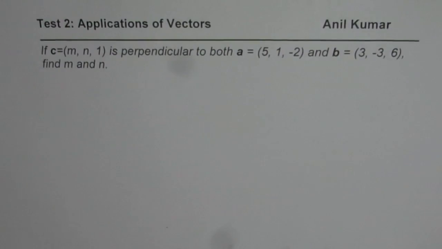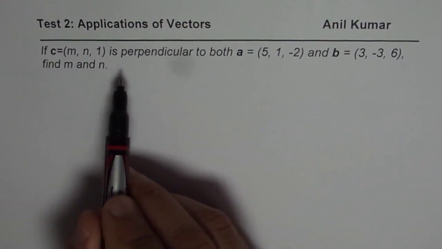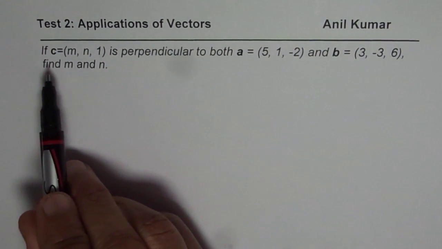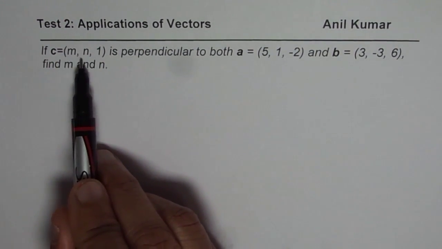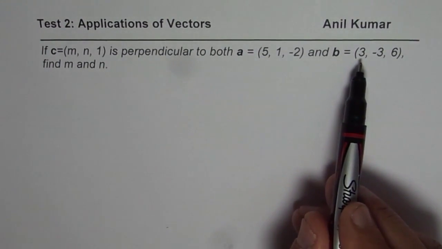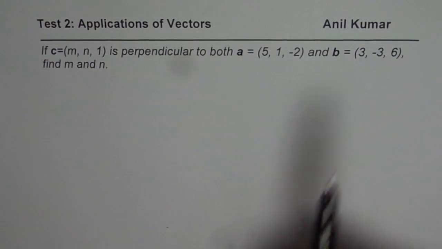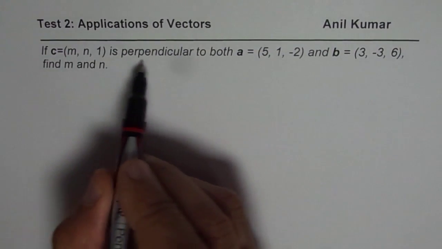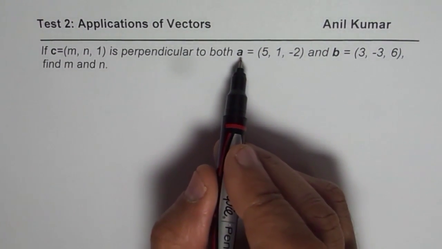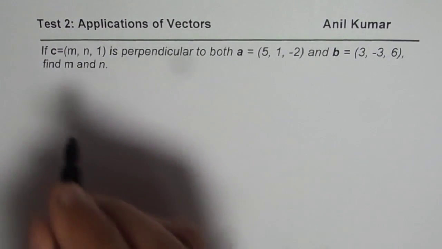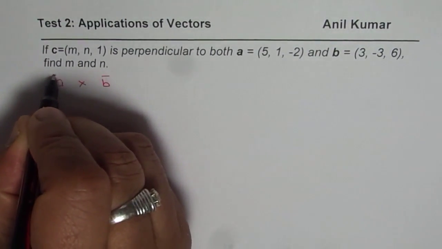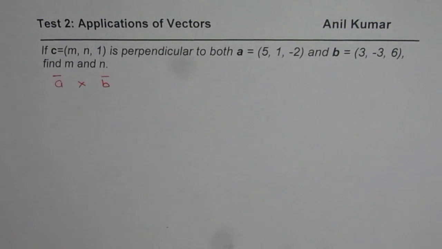So the question is, if C is perpendicular to both A and B, find m and n. Vector C is (m, n, 1), A is (5, 1, -2), B is (3, -3, 6). We are given C is perpendicular to both A and B. That means we should find cross product of both A and B, right? So we are interested in finding A cross B, right? So cross product of these two vectors.